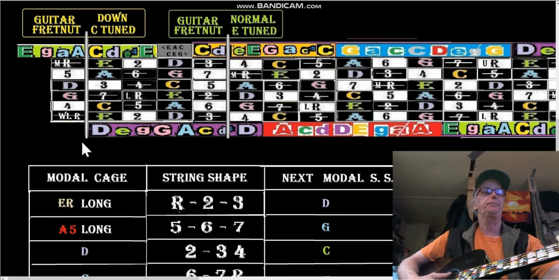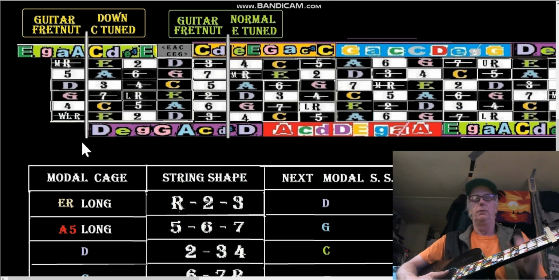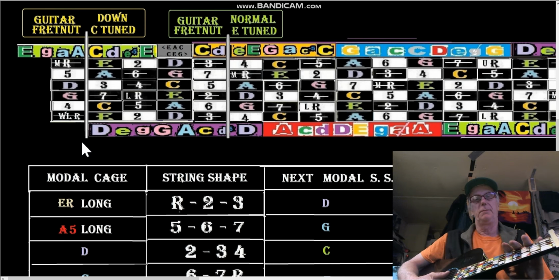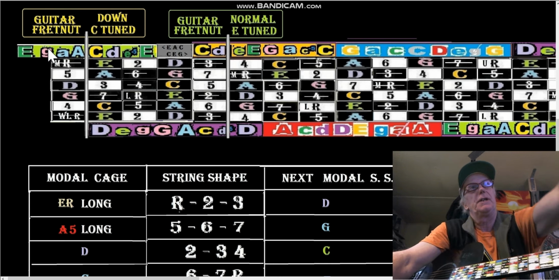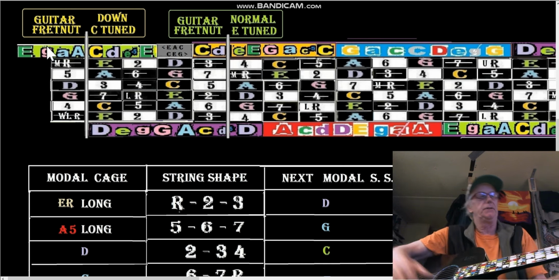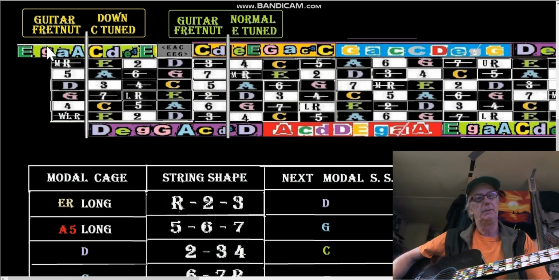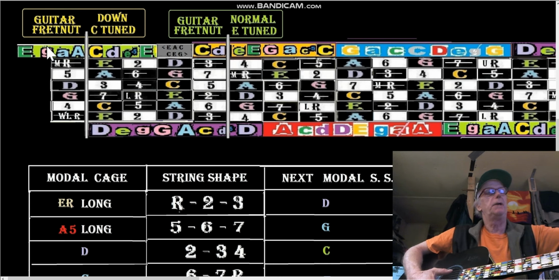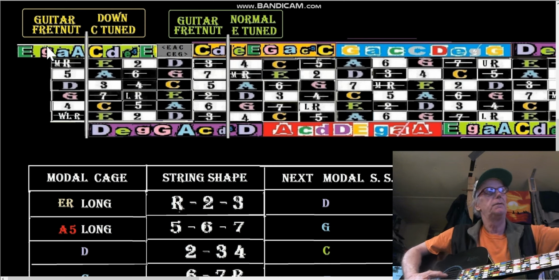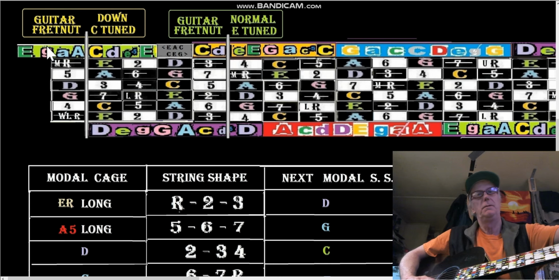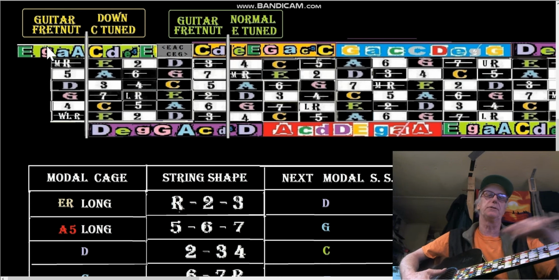We're going to use that all the time when we're going in CAGED directions. Now let's look at where my fret nut is so you can understand what's going on when I play down here. My guitar's down tuned from E to D to C, so every one of those open strings is going to be 2 whole steps down.